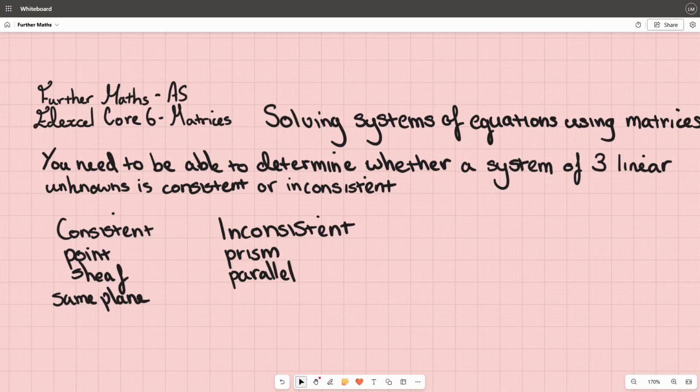Whereas if they form a sheaf, that means there's one infinitely long line where they meet, and that means there are infinitely many solutions. If they form a prism, which is like a triangular sort of shape, then it's inconsistent, there are no solutions. If 2 or more of the planes are parallel and non-identical, then the system of equations is inconsistent and there are no solutions. And if all 3 equations represent the same plane, then it's consistent and has infinitely many solutions. And that's all you need to know about matrices.